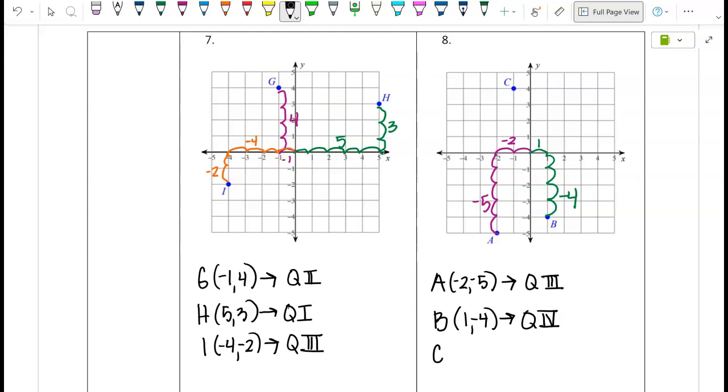And then point C. Nayeli, what is the ordered pair for point C? -1, -4. Again, that 1 to the left, and then 1, 2, 3, 4 up. And Marvin, what quadrant is point C in? Quadrant 2.